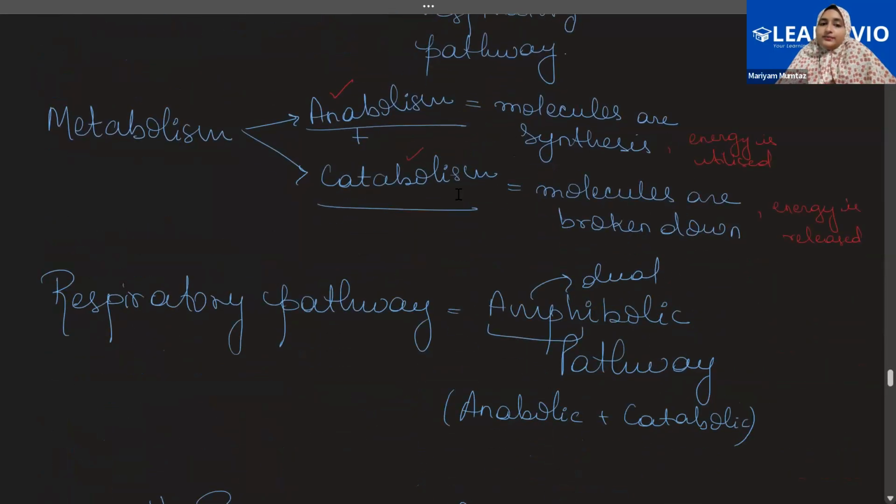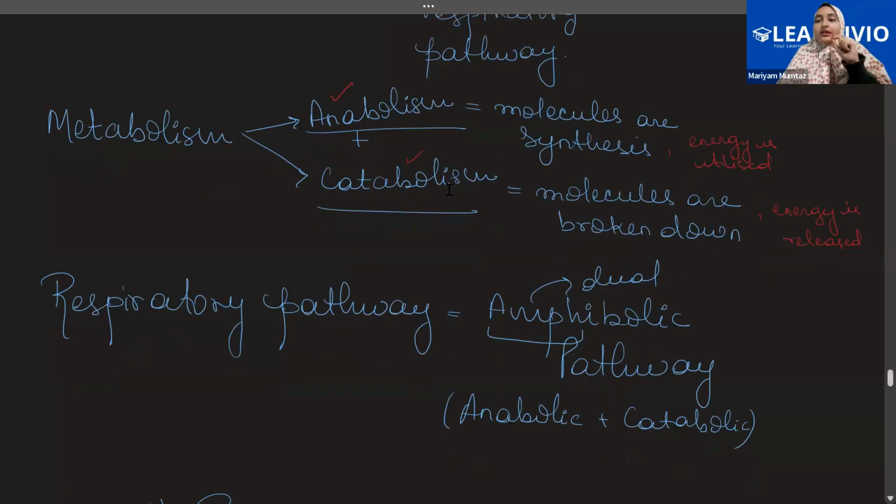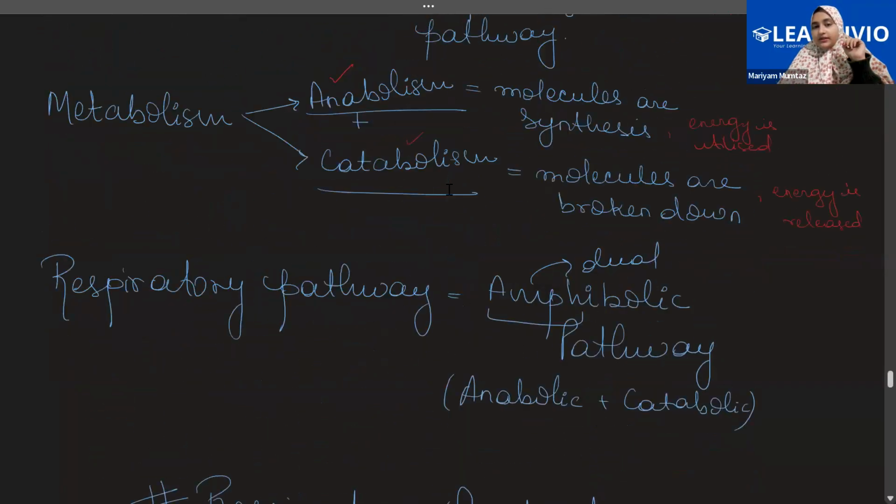Now see, like I told you, metabolism is anabolism plus catabolism, meaning in anabolism molecules are synthesized and energy is utilized, just like in ATP synthesis also, energy is utilized. Whereas in catabolism, molecules are broken down and energy is released. So these are the two things. But if we talk about the respiratory pathway, it is not purely anabolic, not purely catabolic. Rather, it is amphibolic. It has a dual nature, meaning it is anabolic along with catabolic, both of them. Clear, students?